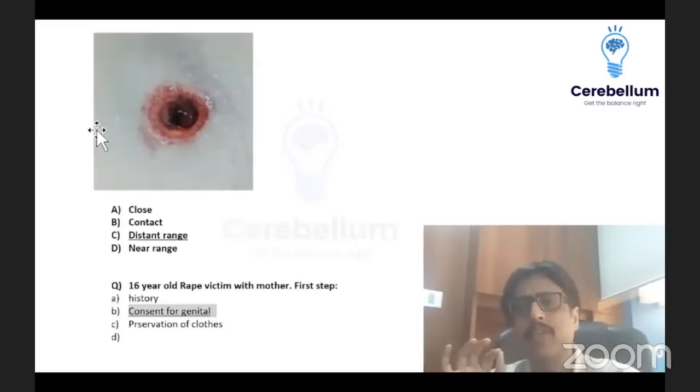And for a sexual assault victim examination, the consent of the victim is sufficient in case her age is more than 12 years. So here the age is 16 years, so the consent of the victim will be sufficient.